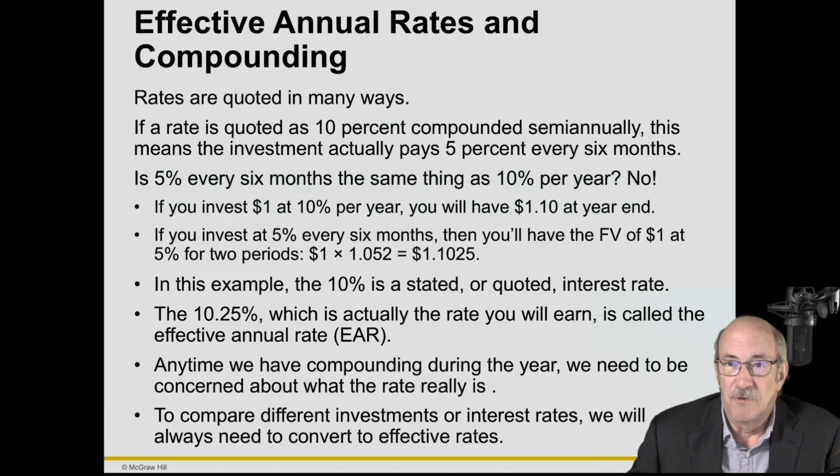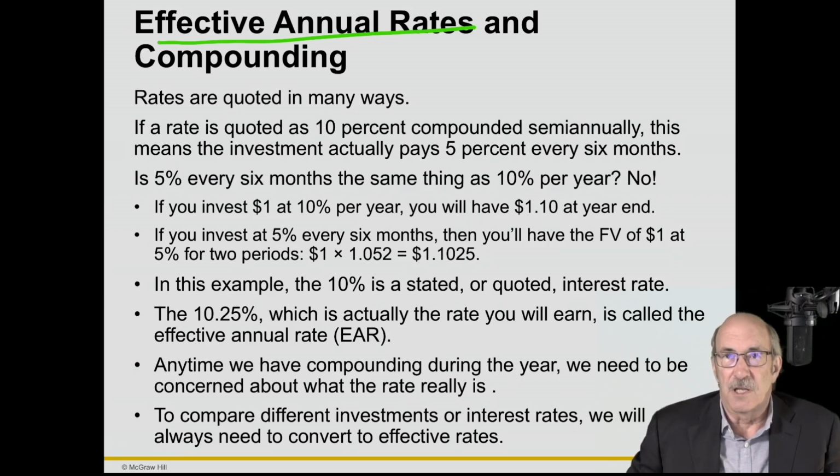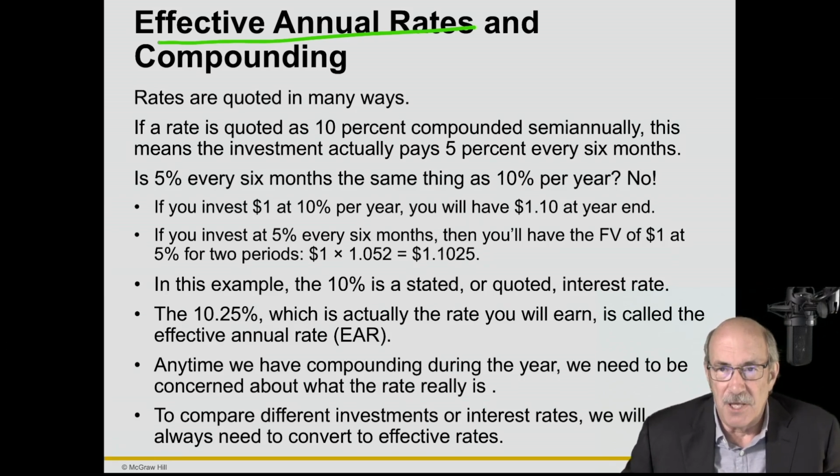So now we move into talking about APRs and EARs. Now the EAR, the effective annual rate, is really the gold standard here. APR is not the actual rate that you receive or that you pay, if the compounding period is other than a year. If the compounding period is a year, then APR and EAR are the same. But if the compounding period is less than a year, then EAR is always higher than APR.